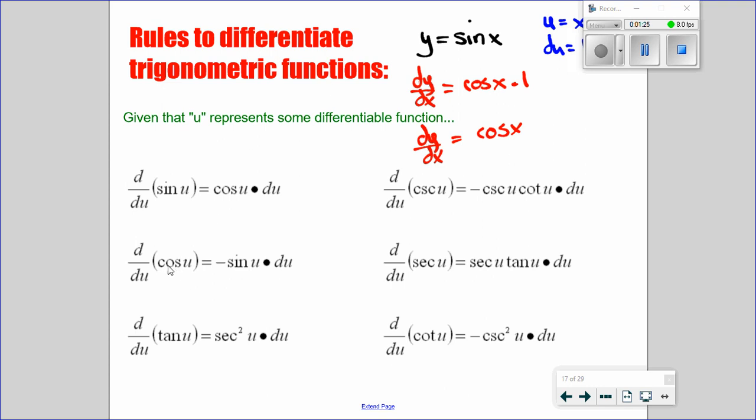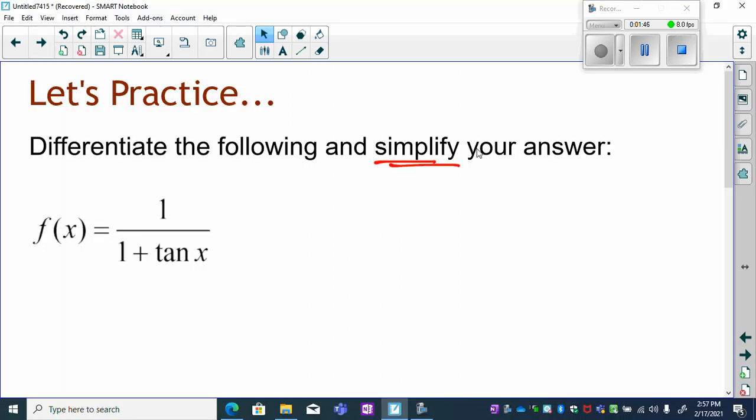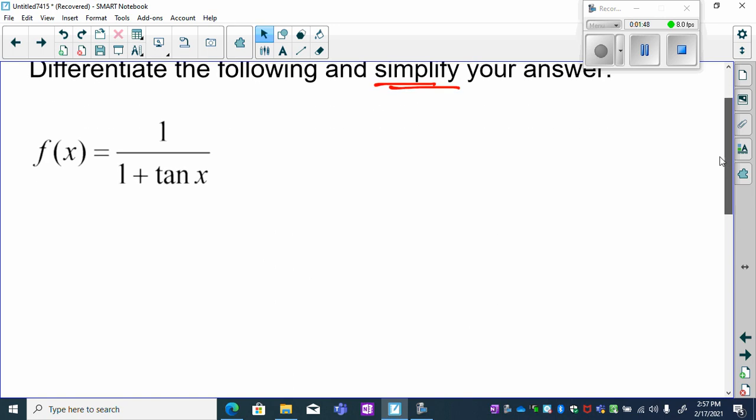Remember in the previous video we said all of the trig functions that start with c, so cosine, cosecant, and cotangent, their derivatives are negative. Okay, that's one thing to kind of remember. At least that'll keep straight which ones are positive and which ones are negative. So let's start with a few examples. The first few, it asks you to simplify your answer, and then I'll do a few where you do not have to simplify your answer.